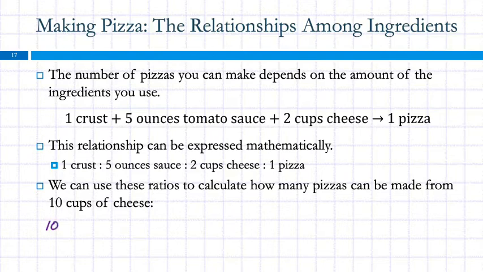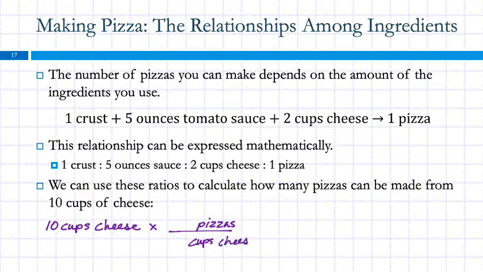If I have 10 cups of cheese, I can use those ratios to build a conversion factor. This is dimensional analysis. I want to know how many pizzas. So I've got cheese, and I want to know how many pizzas. So I'm going to divide pizzas by cups of cheese.